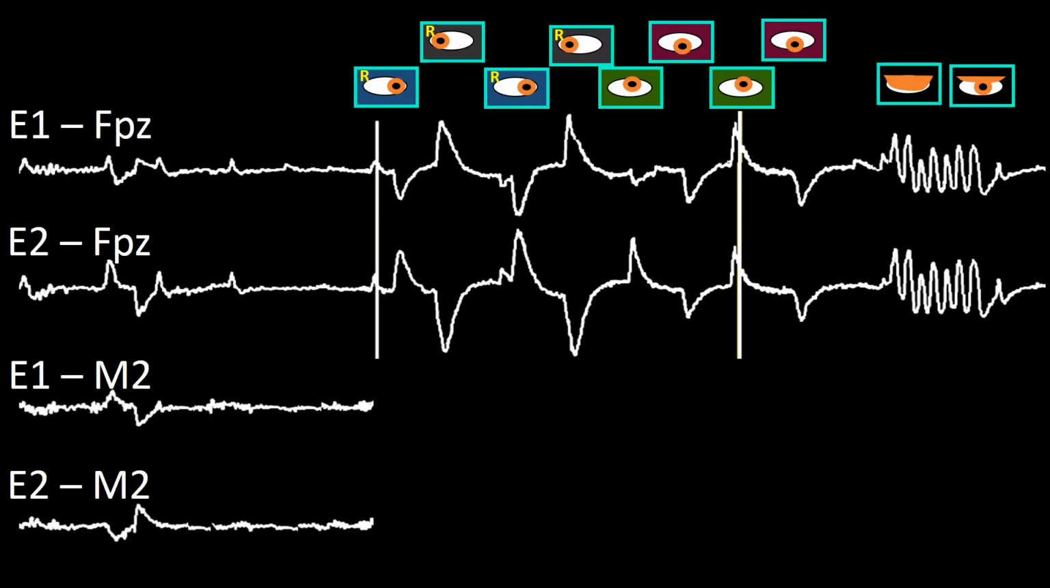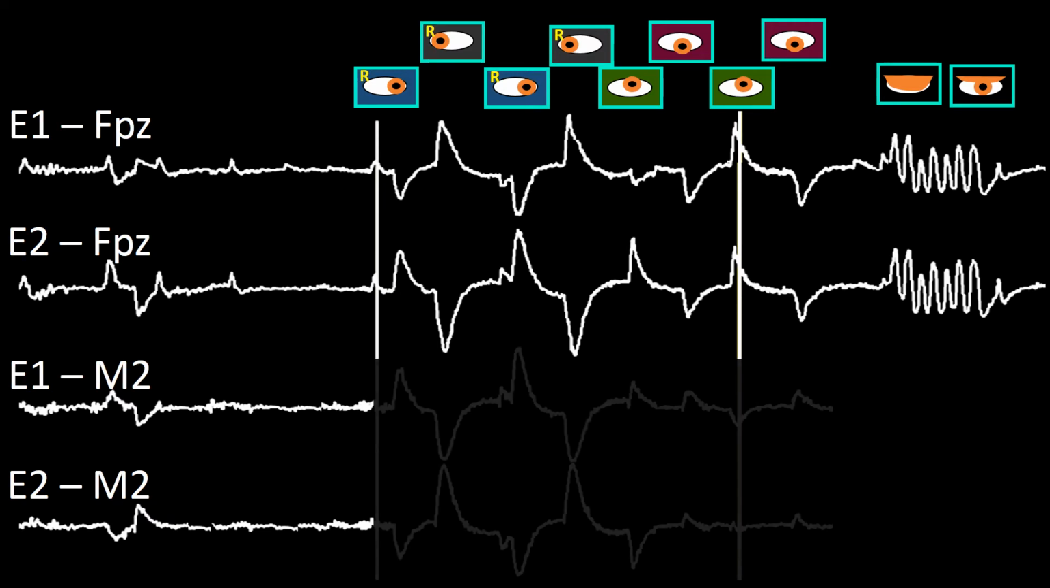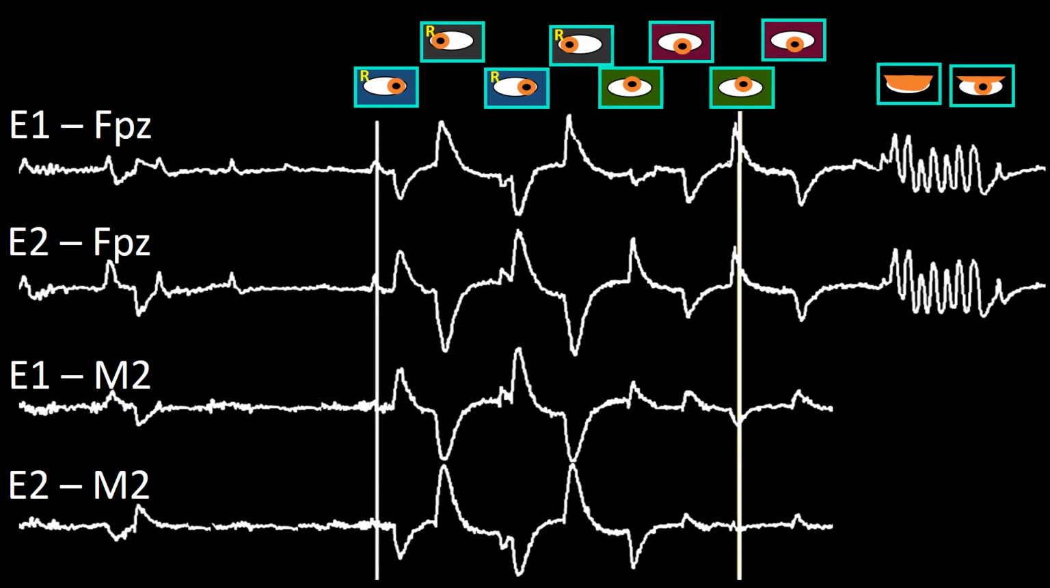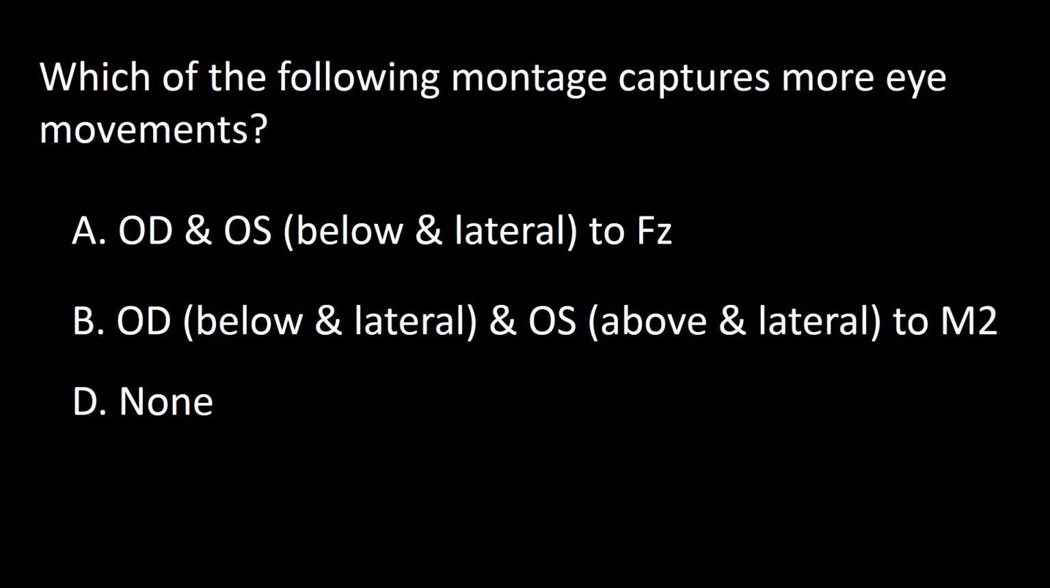Using mastoid as a reference and one electrode above and another one below the side of the eyeball, we can also analyze all eye movements, but some eye movements will be detected better than others, making small eye movements very difficult to detect or undetectable. And blinking may also be missed. So the answer to this question is A.